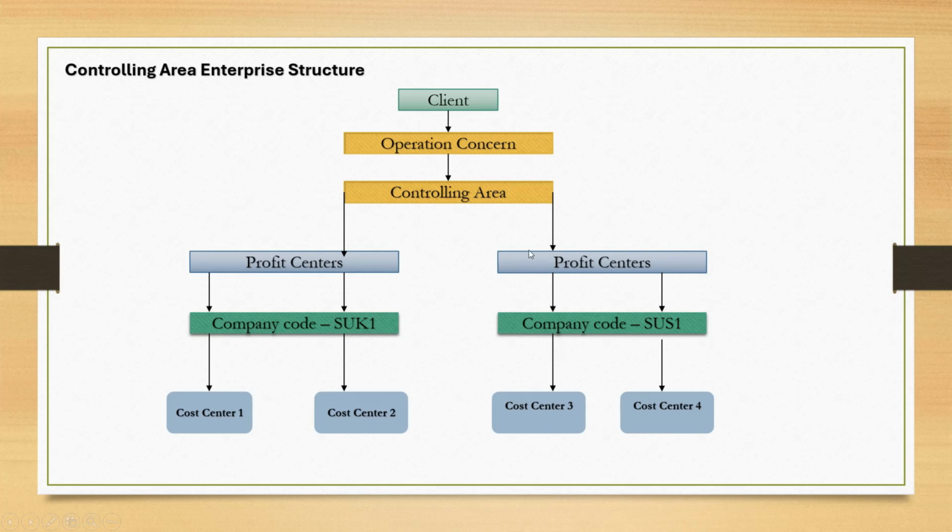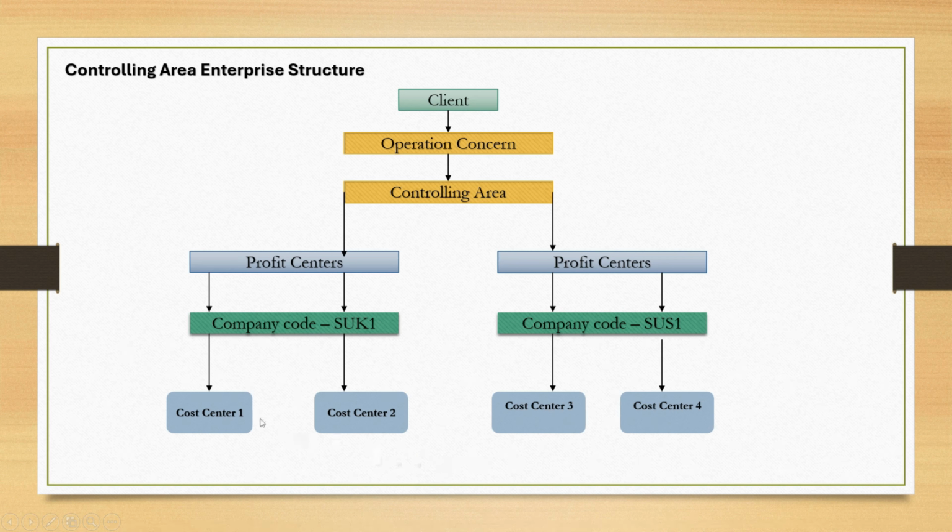So here is the controlling area enterprise structure. The highest level is always the client, then the operating concern. The operating concern is a part of the controlling area which we need for the CO-PA module, that is, profitability analysis. Under the operating concern we have the controlling area, and under the controlling area we have profit centers, and under profit centers we have company codes, and under the company codes we have several cost centers.